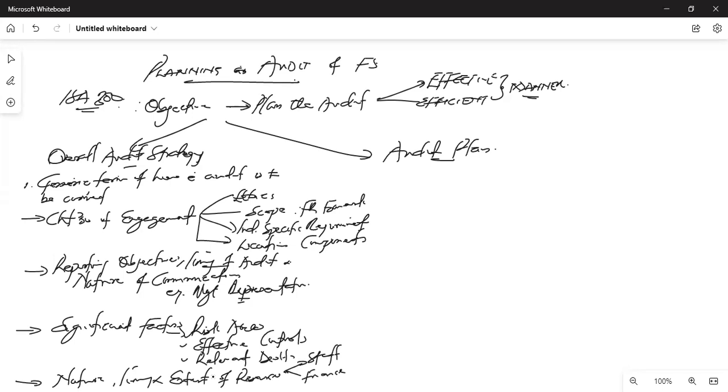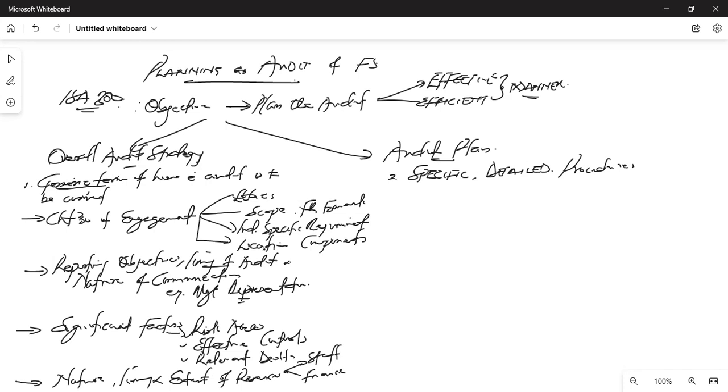Now, whilst the overall audit strategy talks about generic terms, the audit plan is very, very specific. It is detailed. It spells out the detailed procedures that you will carry out in the implementation of the strategy and also to complete the audit. So that one is very, very detailed.